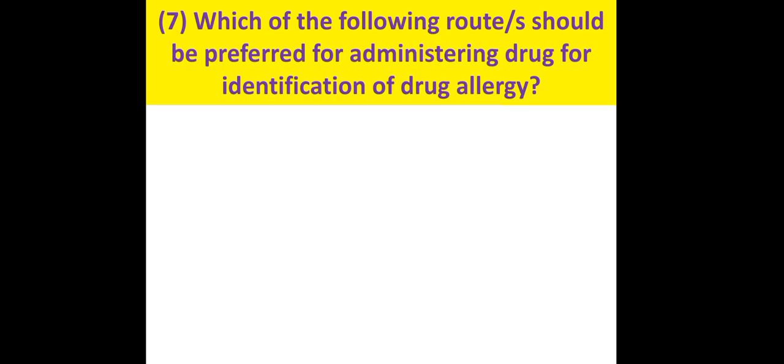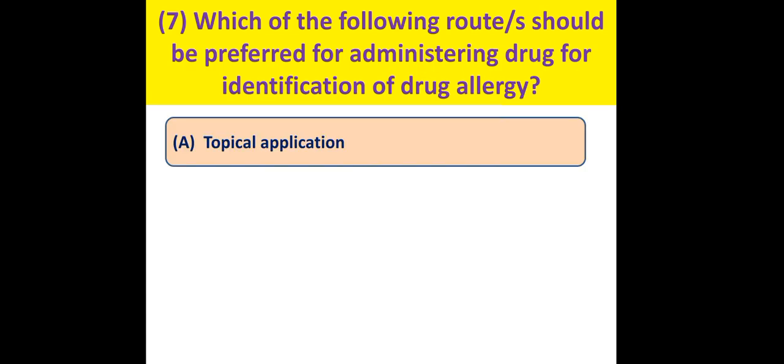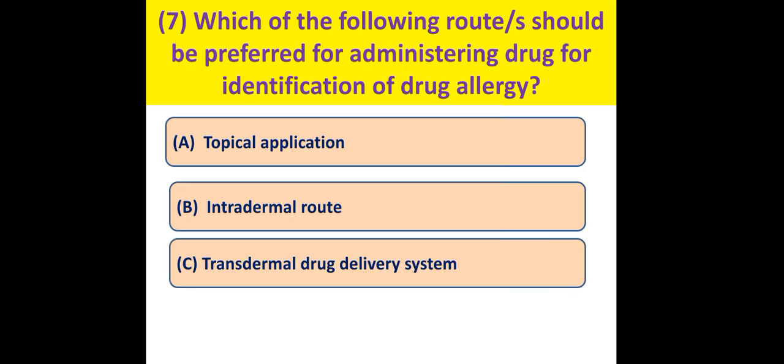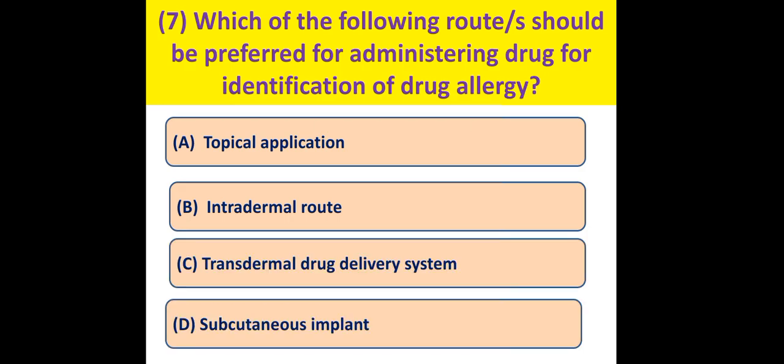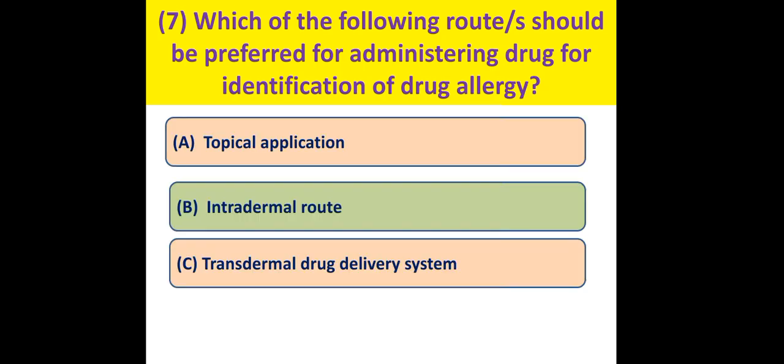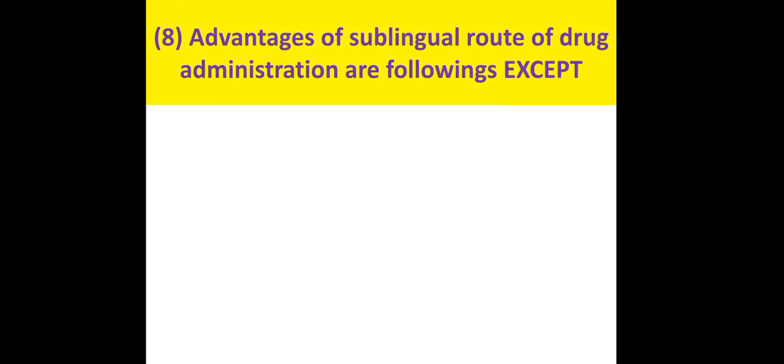Question 7. Which of the following routes should be preferred for administering the drug for identification of drug allergy? Topical application? No. Intradermal? Yes, we are administering a small amount of the drug through the intradermal route, and then we observe for any local reaction, especially in case of penicillin that we have already discussed. There is no question about transdermal and subcutaneous implant. So the correct answer is the intradermal route.